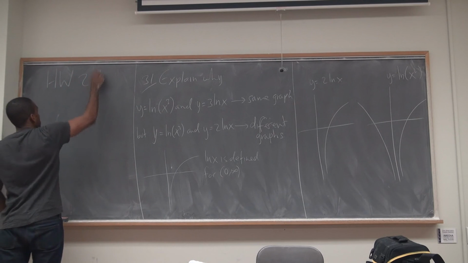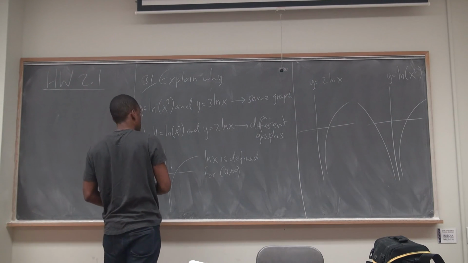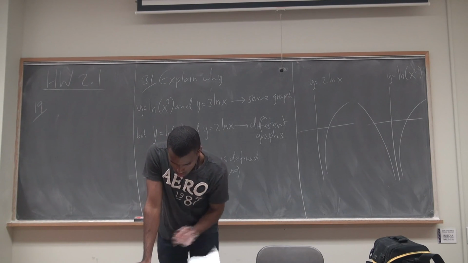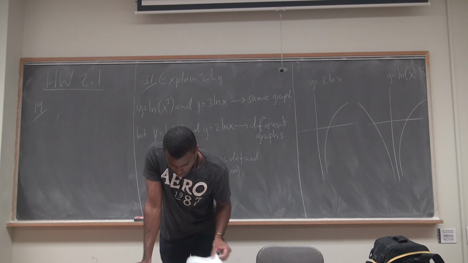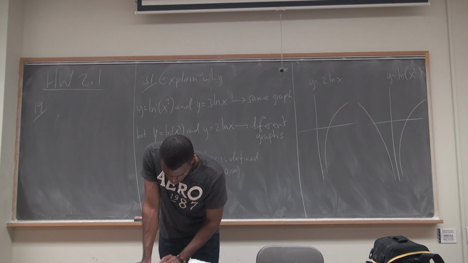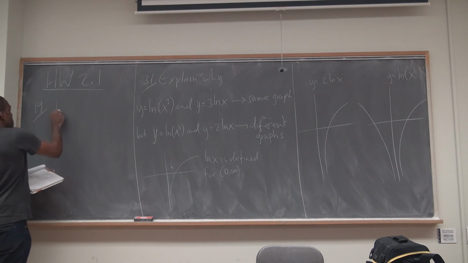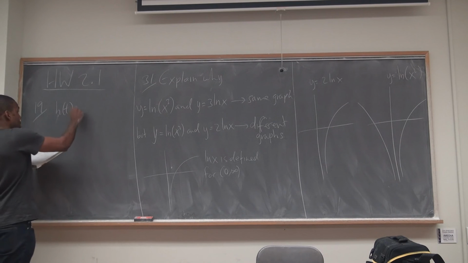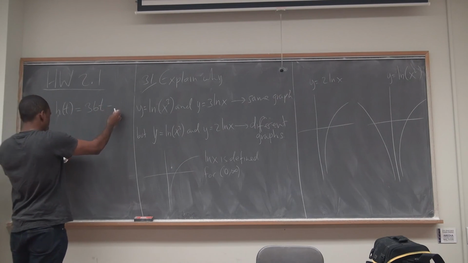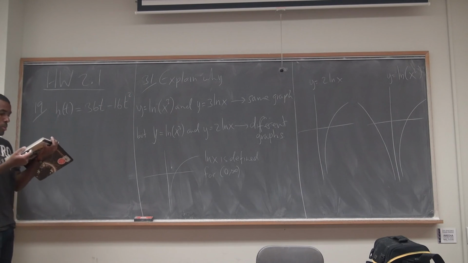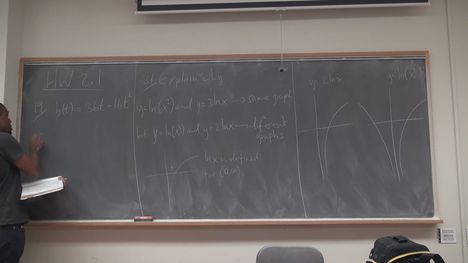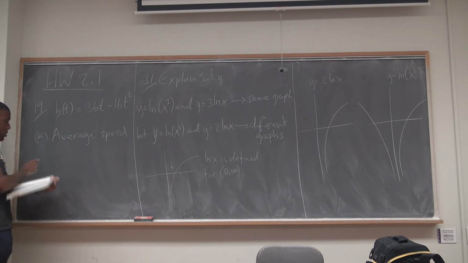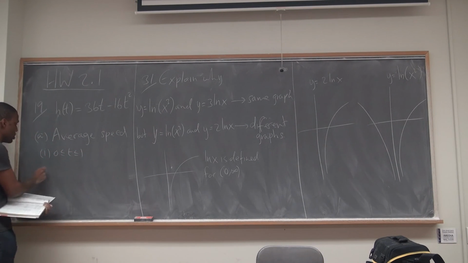Okay, 2.1. Projectile motion. Okay, so they gave us a function here. The height in feet of a baseball t seconds after being thrown straight up is given by this function. Find the average speed for t between 0 and 1.